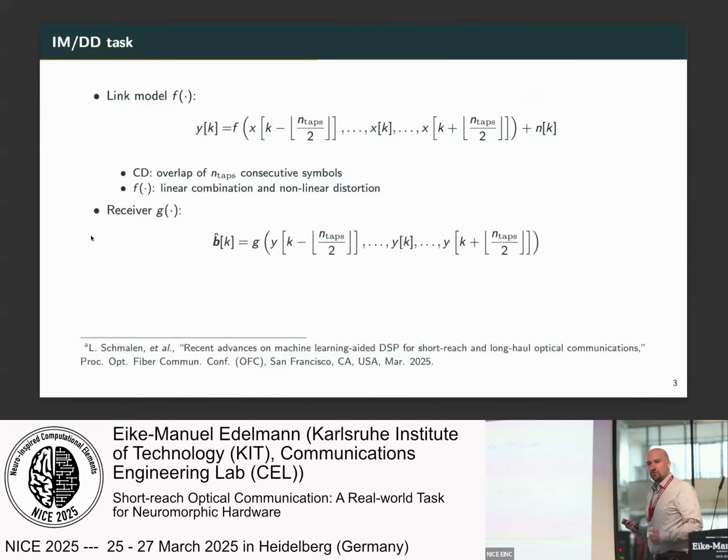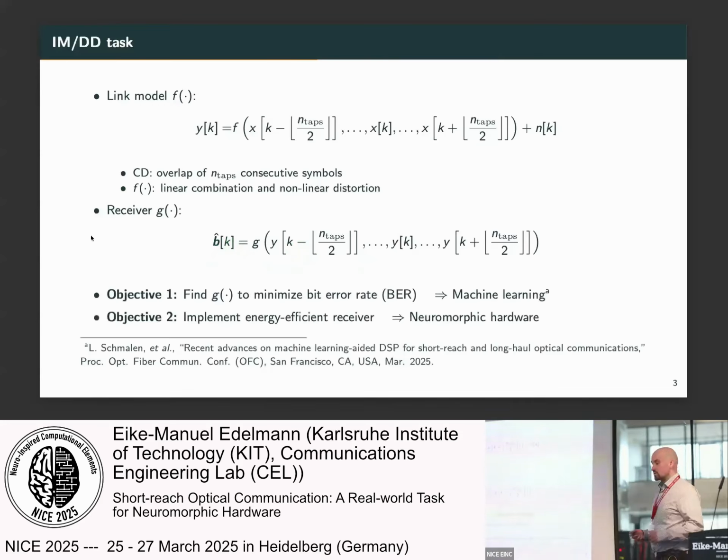Our task now is to find a receiver, which we just say is a function g now, which inverts the function f. So we just have our kth received sample. We can take the neighboring samples because we know there's the smearing of the neighboring transmit symbols. And then we somehow find a function which returns to us the bits we want to have.